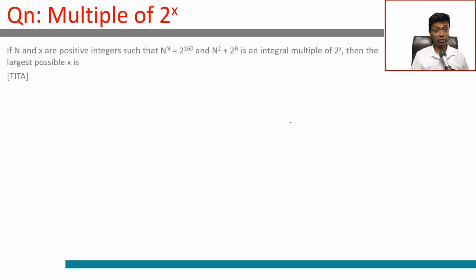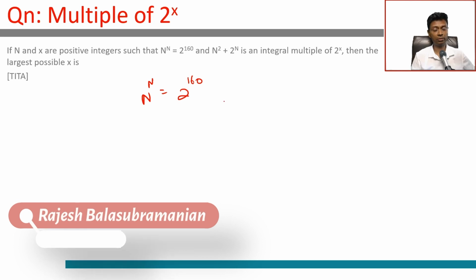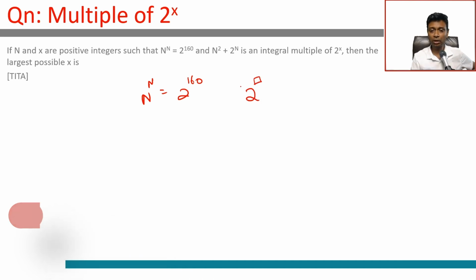If n and x are positive integers such that n power n is 2 power 160. N is a positive integer, 2 power 160. Key here, we've got to write this as 2 power a number, whole power a number, 2 power p whole power q. Right, so 2 power p equal to n, which should be equal to q. Fine, so that's the idea here.